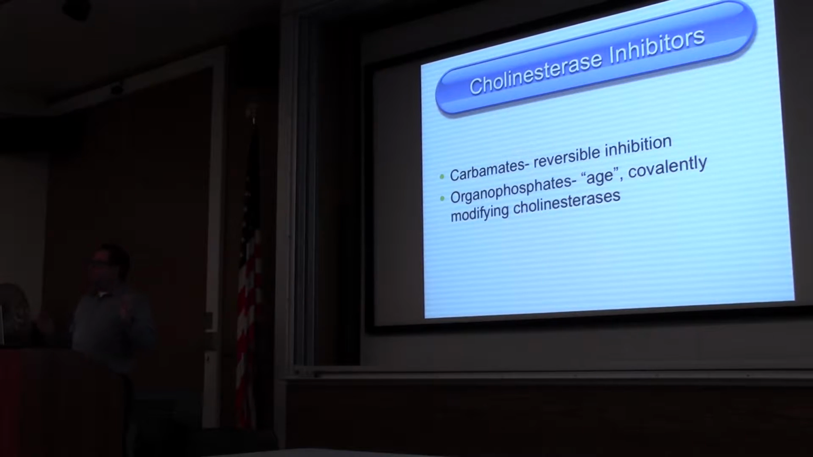How long that takes depends on the agent. For some of the pesticides, it might be many hours or a day or two. For some of the military agents, it can be pretty short. Soman has an aging half-time of 4 minutes. Organophosphates are the only ones that age. Carbamates never age, so they are always potentially reversible.